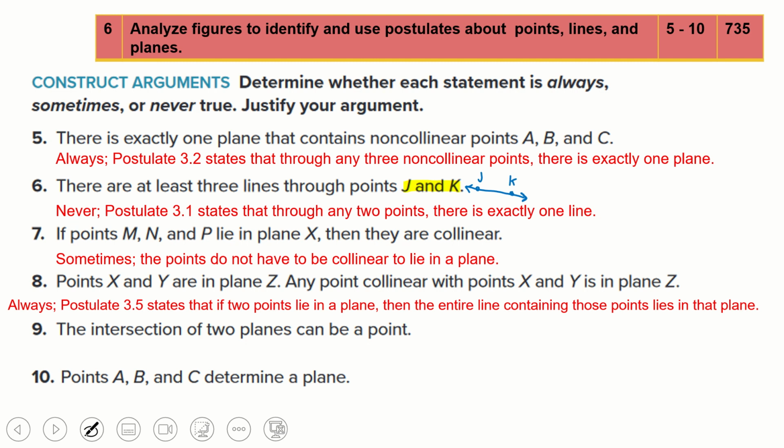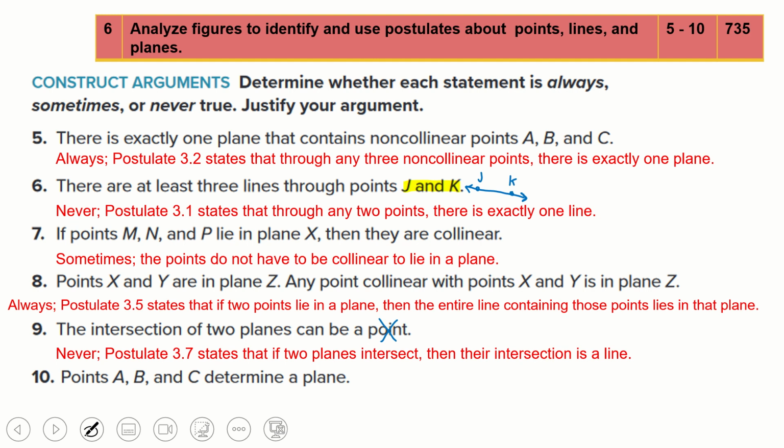And can the intersection of 2 planes be a point? No, never. The intersection is a line, not a point. A point is wrong. So it is a line, not a point.